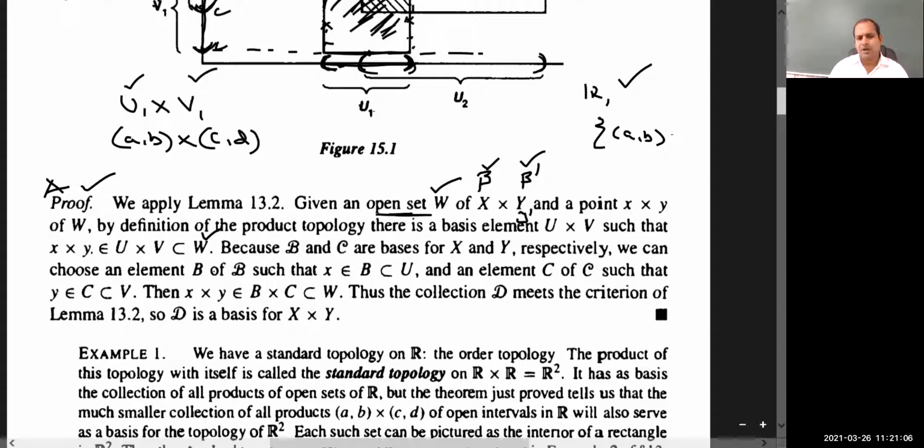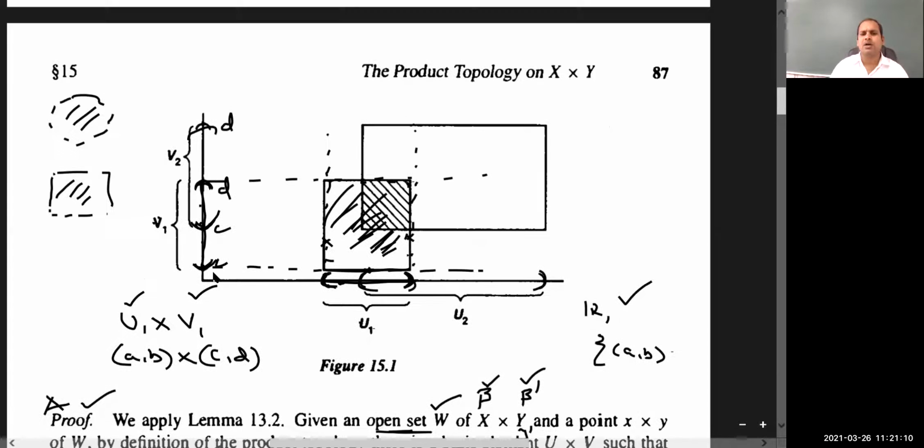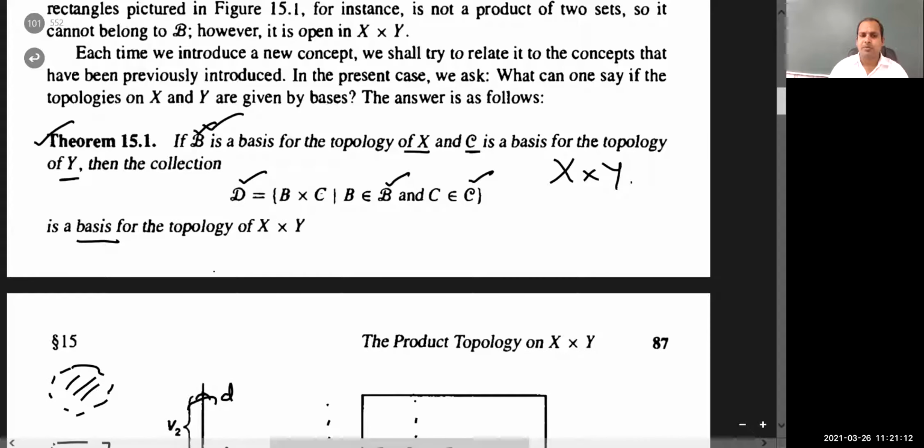So first of all, read it by yourself. Then I will discuss that this collection is going to be a basis. If you have a problem, then I will discuss it, because due to shortage of time, I want to skip all this, because a similar proof we have already done earlier. To prove that this is a basis, you need to show that for every xy in this set, denoted by x cross y, around each xy, I have basis elements of this type containing every xy belonging to x cross y.